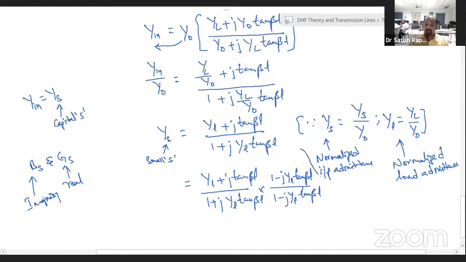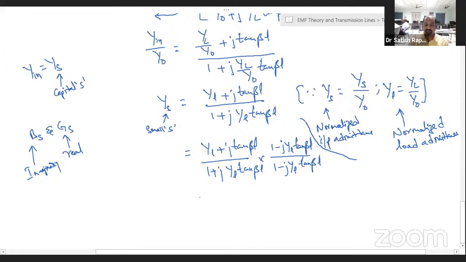Multiplying and dividing with the same term, the value would not change. So multiplying and dividing with 1 minus j yL tan beta L, and now simplifying this, on distributive multiplication, rationalizing: this into this and this into this, and similarly this into this and this into this. In the denominator, it is in the form of (A plus B) into (A minus B). On doing so, we will get a real part and imaginary part.